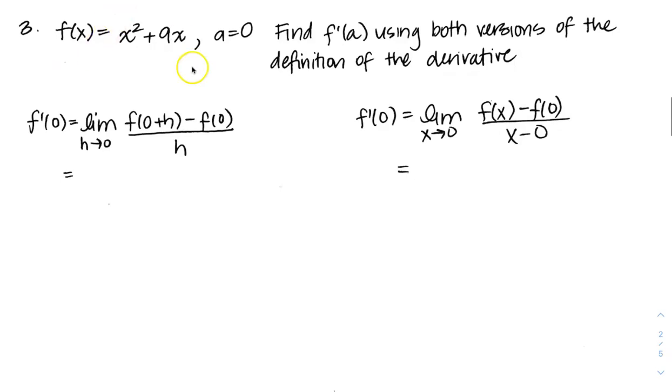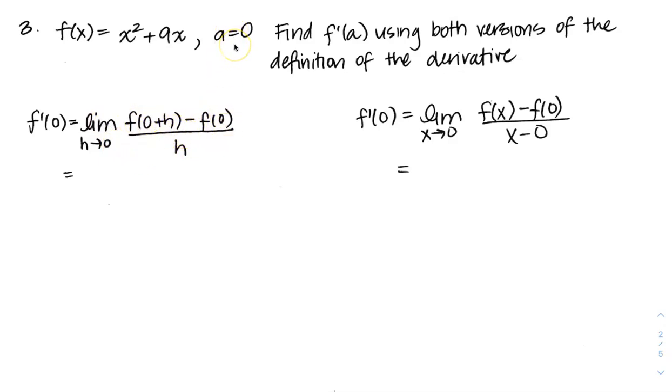F of x equals x squared plus 9x at a equals 0. Find f prime of a using both versions of the definition of a derivative. So the definition of derivative is just taking the limit of a difference quotient. That's what a derivative is. So I set it up for both of us here. Here's one way of doing the difference quotient. Take the limit of this one.